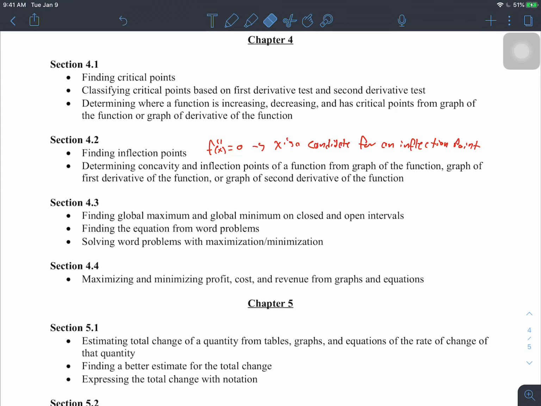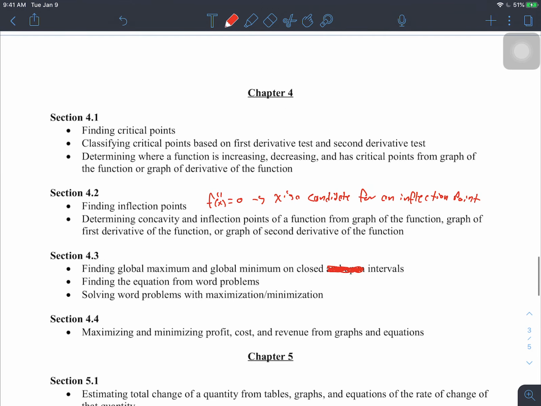Okay, then we should be able to find global maximums and global minimums on closed intervals. So I'll get rid of this open thing because I didn't really talk much about that. So we'll do just global minimums and maximums on closed intervals. And we should be able to solve word problems with minimization and maximization. We should be able to incorporate our understanding of minimaxing functions to minimaxing profit, cost, and revenue functions as well.